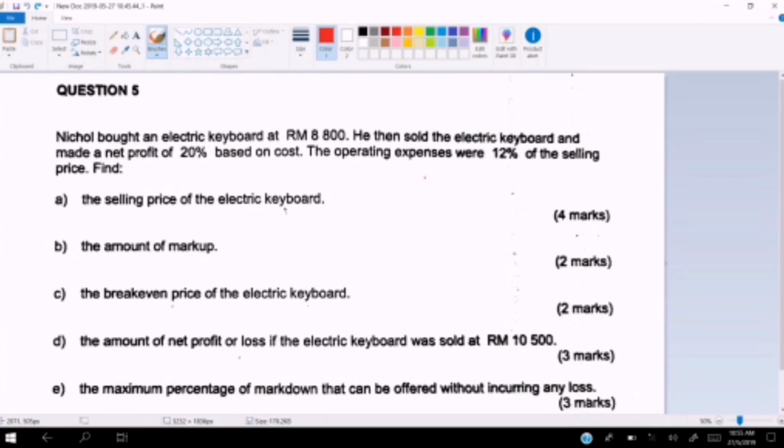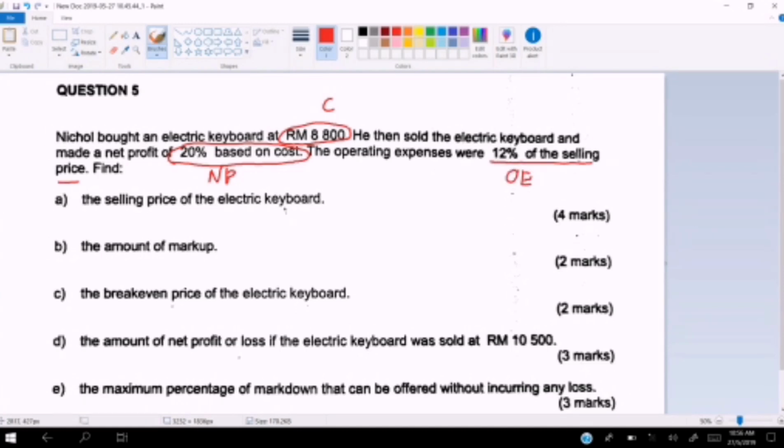Nicole bought an electric keyboard at 8,800. So this one is cost, we label as C. He then sold the electric keyboard and made a net profit of 20% based on cost. So this is actually NP, net profit. The operating expenses were 12% of the selling price. So this is actually the OE, all right? So the selling price of the keyboard we have to find.